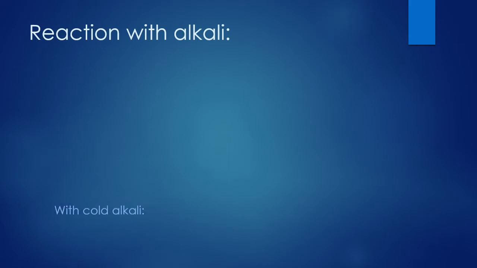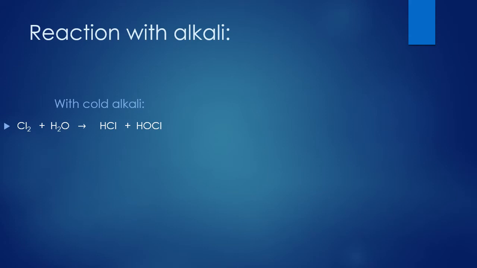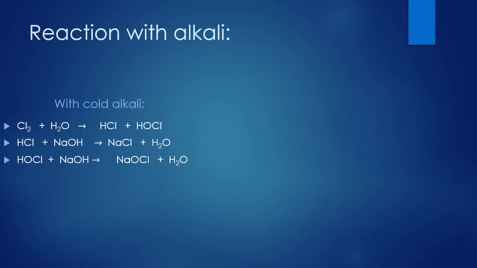Reaction with alkali. Chlorine reacts with cold alkali as well as hot concentrated alkali. So when it reacts with the cold alkali, the product will be sodium chloride as well as sodium hypochlorite. But when it reacts with a hot concentrated alkali, the product is different. One is the common product, sodium chloride. The other one is called sodium chlorate. Before, I said sodium hypochlorite, that is ITE, but here sodium chlorate, that is ATE.